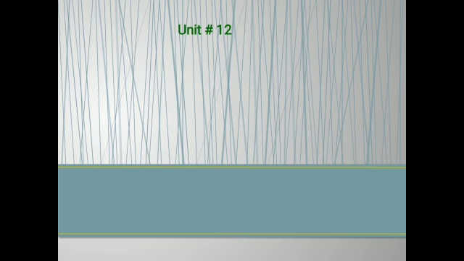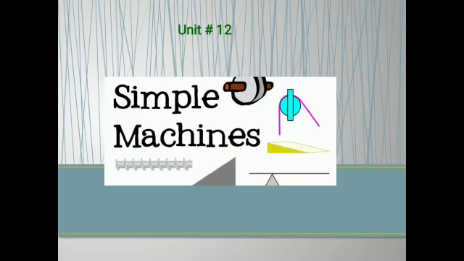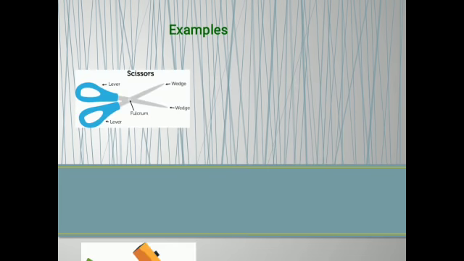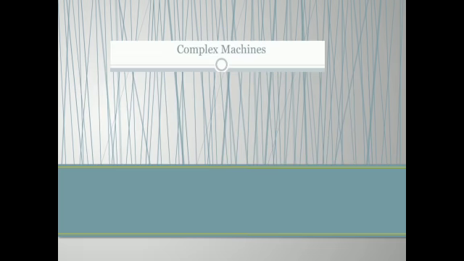Now next the unit number 12, simple machine. Now what is simple machine? A machine is a device which helps us to work easily, such as scissors, hammer and the knife, etc. Now I will tell you about the complex machine.